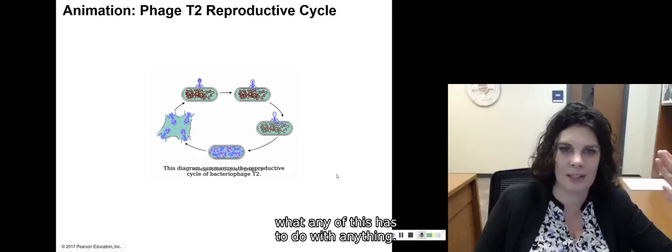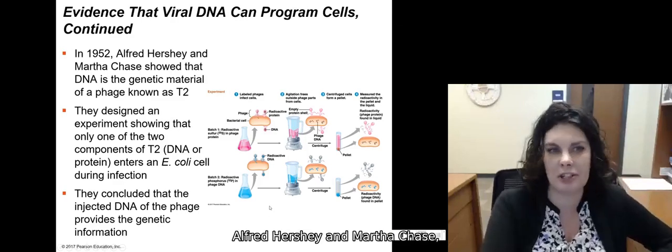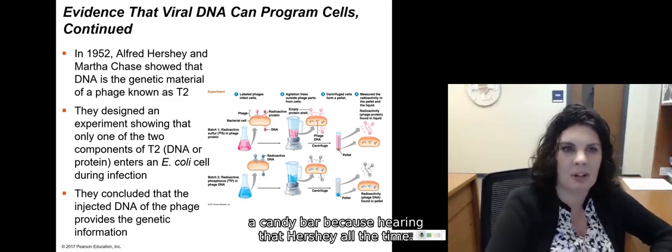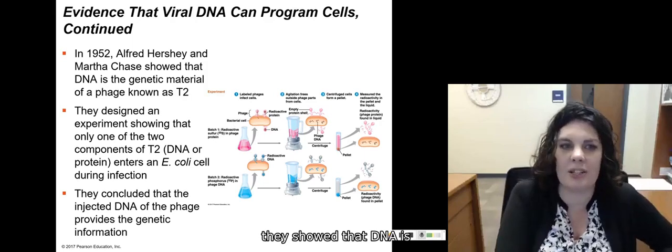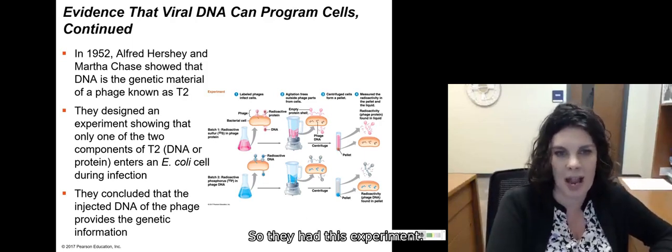Okay, so let's go back to what any of this has to do with anything. In 1952, Alfred Hershey and Martha Chase, their story always makes me want to eat a candy bar because of hearing that Hershey all the time. Anyway, Hershey and Chase showed that DNA is the genetic material of this T2 phage.